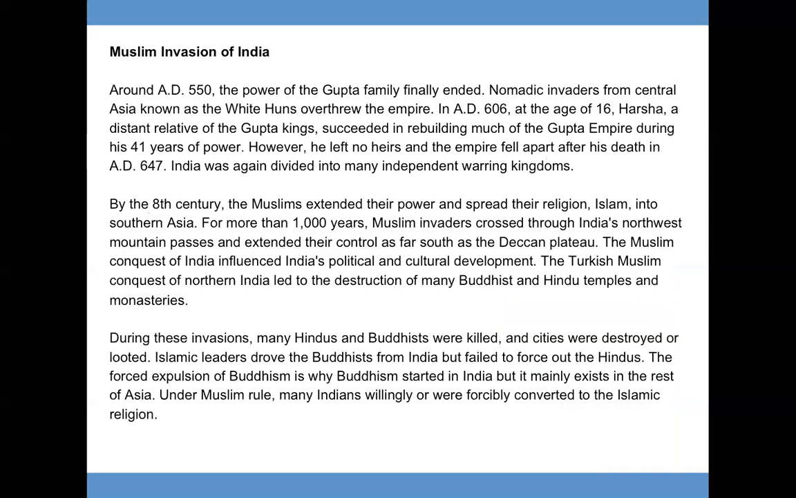Muslim invasion of India. Around AD 550, the power of the Gupta family finally ended. Nomadic invaders from Central Asia, known as the White Huns, overthrew the empire. In AD 606, at the age of 16, Harsha, a distant relative of the Gupta king, succeeded in rebuilding much of the Gupta empire during his 41 years of power. However, he left no heirs, and the empire fell apart after his death in AD 647. India was again divided into many independent warring kingdoms.